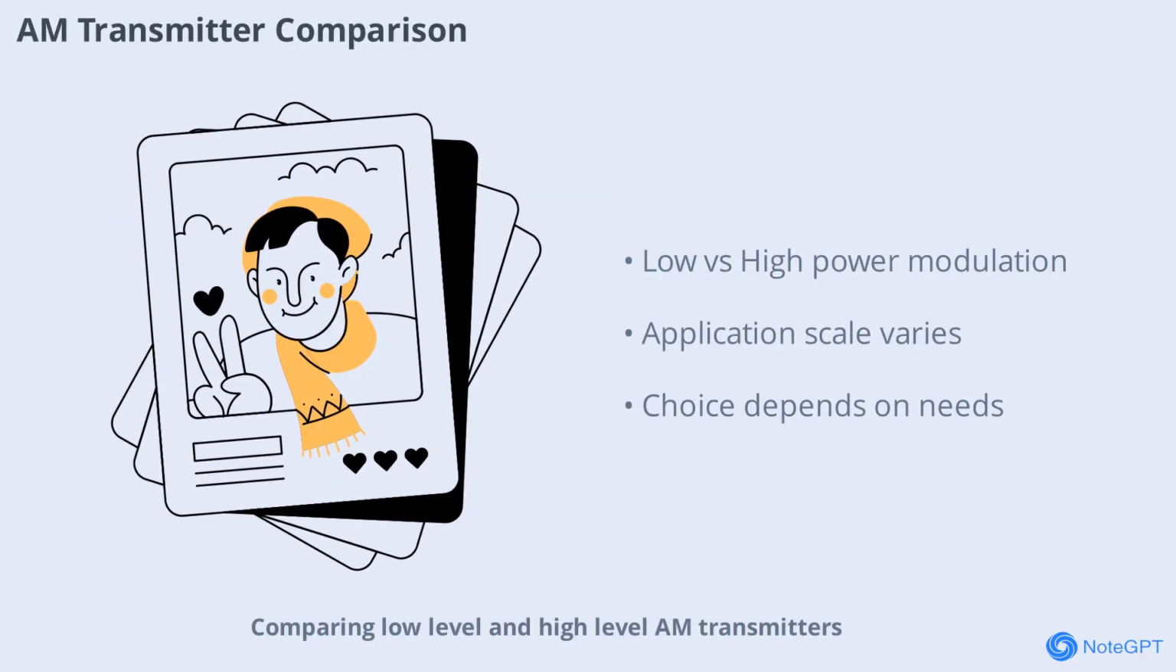Comparing low-level and high-level AM transmitters, the main differences lie in where the modulation occurs and the scale of their applications. Low-level transmitters are more energy efficient and easier to manage for small broadcasts, while high-level transmitters are necessary for reaching larger audiences over greater distances. Understanding these differences helps in choosing the right transmitter for specific broadcasting needs.